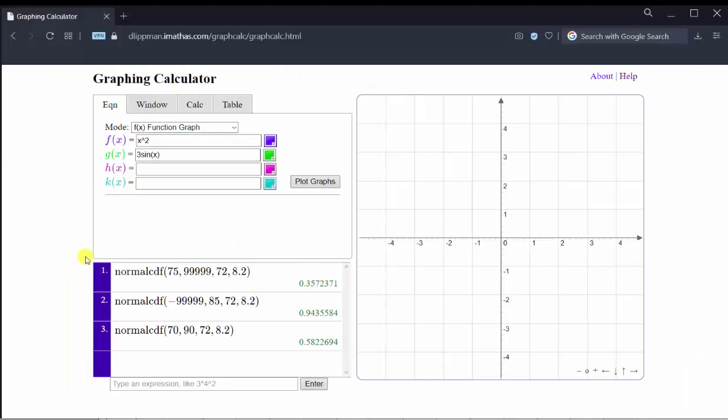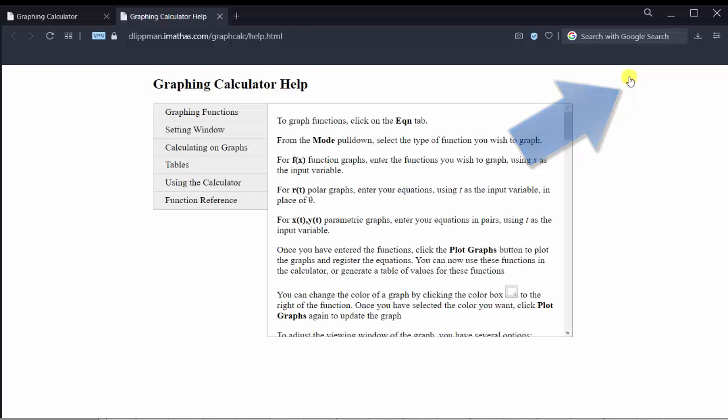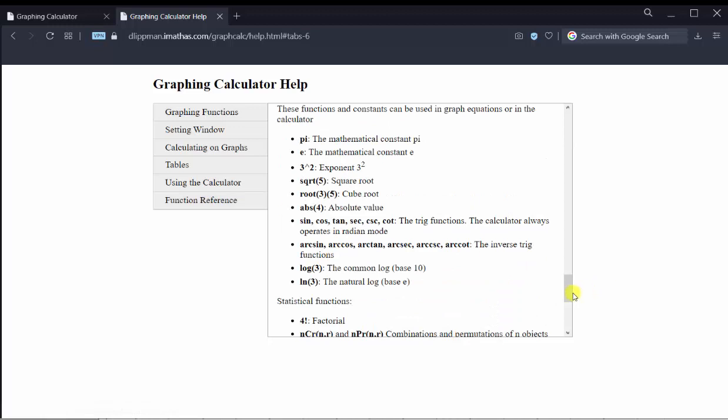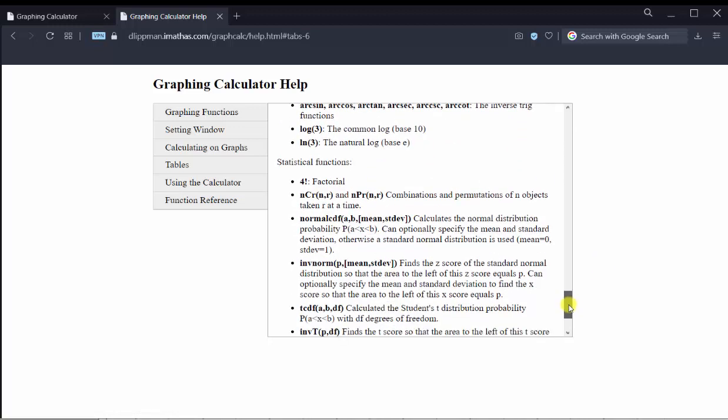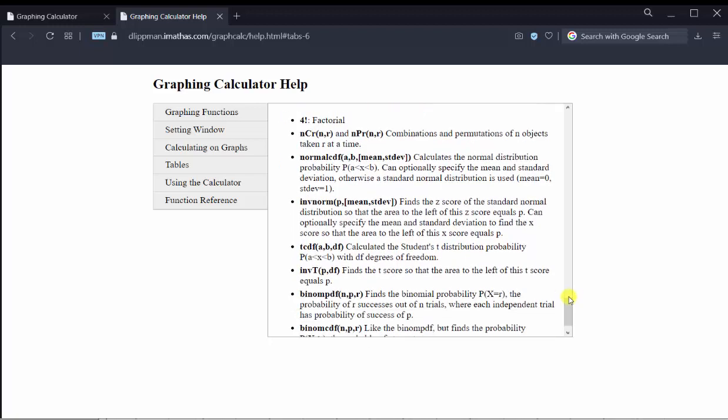Before we go, let's go back to the calculator one last time. For reference on all of the features of the calculator, you can click the Help button in the upper right-hand corner. In our case, to find the normal CDF function, we would click Function Reference and scroll down to Statistical Functions. And here we find the normal CDF function as well as several others. So you might find this help a good reference.